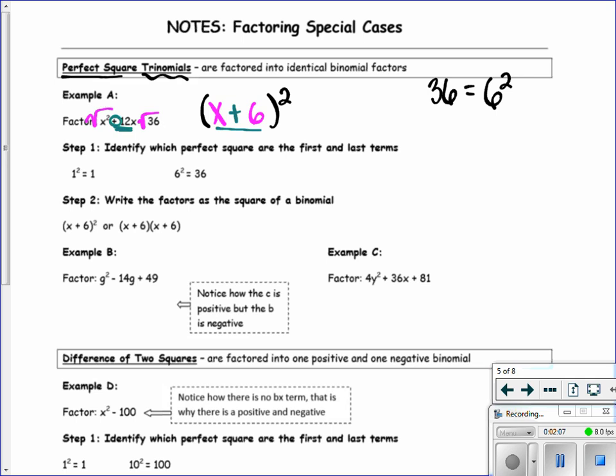So if you were to actually factor this, going back to doing the long way of factoring, first term in the first box, last term in the last box, and then what numbers multiply to give you 36 but add up to 12? 6 and 6. That's why we have to double those two numbers when we multiply them together, because it's in both boxes, 6x and 6x.